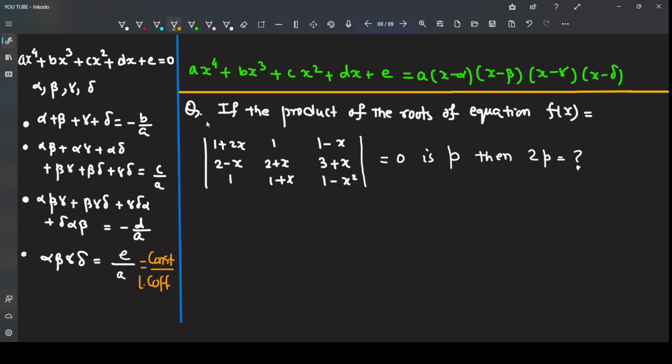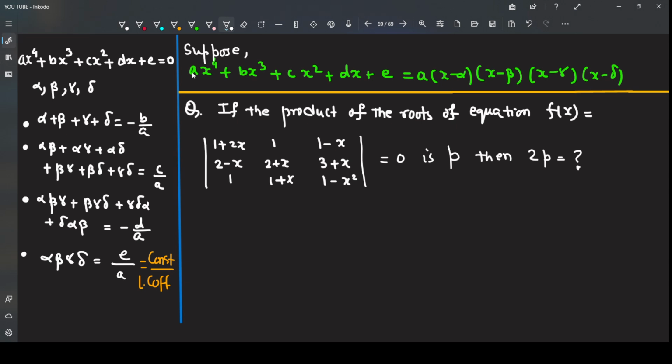If anyone is interested to prove this result, how we get this relation between roots and coefficients, they can simply assume that this biquadratic equation is equal to this one. Since they have the roots alpha, beta, gamma, delta, so x minus alpha, x minus beta, x minus gamma, x minus delta are the factors. And we put here a to match the coefficient of x power 4 on both sides. Okay.